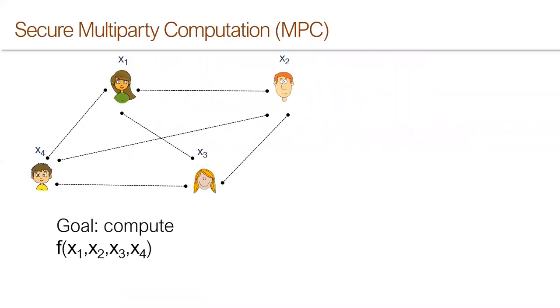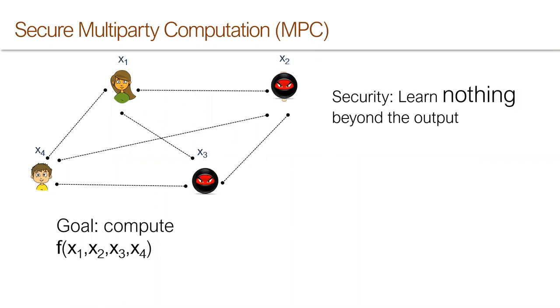Secure multi-party computation is a tool that allows a set of parties to directly communicate while obtaining the same security guarantees as when given access to a trusted party that computes the function. Specifically, any adversary that corrupts a subset of parties cannot learn anything beyond the output of the computation.